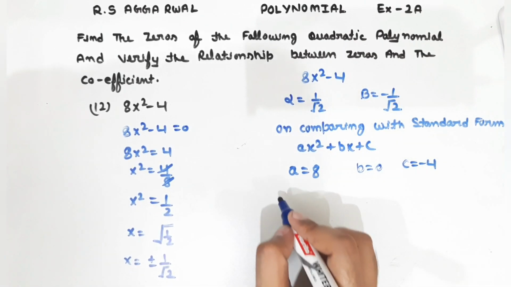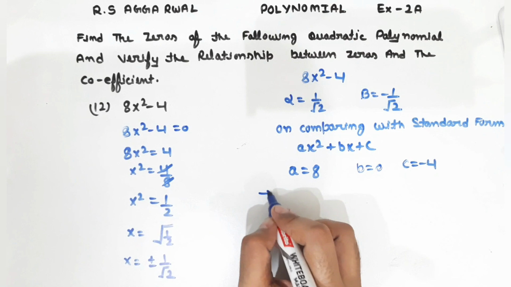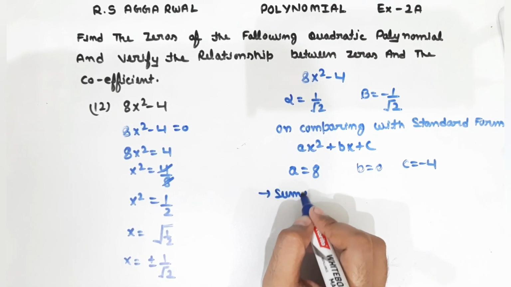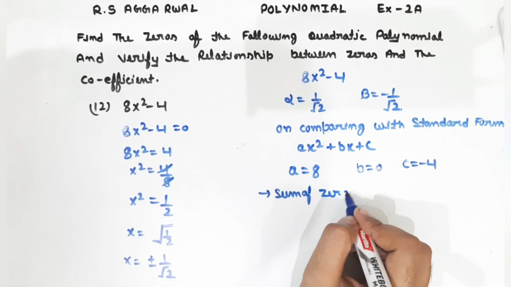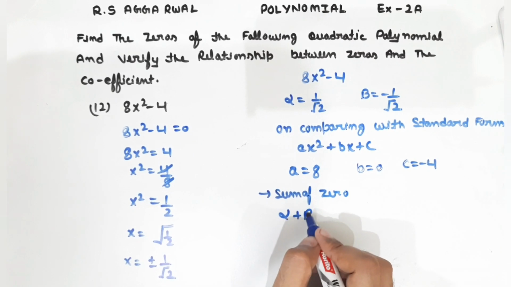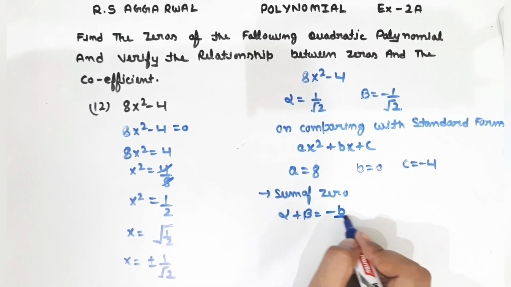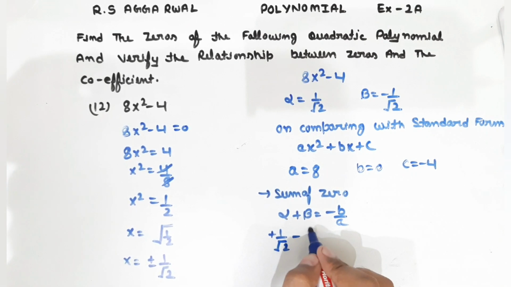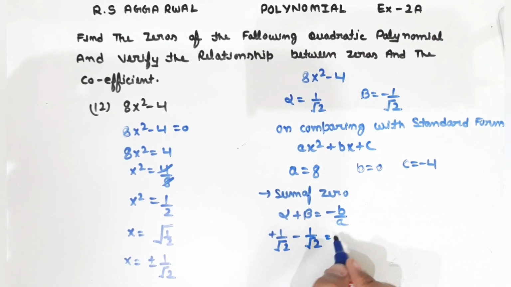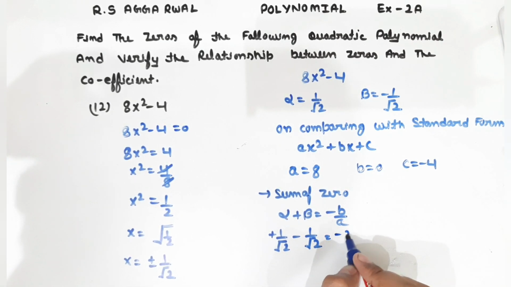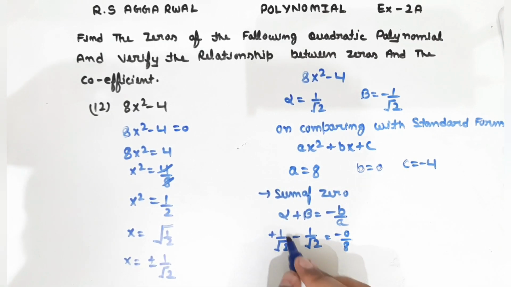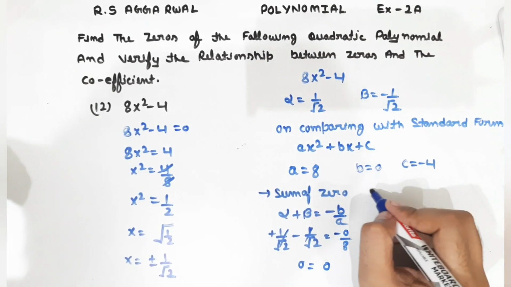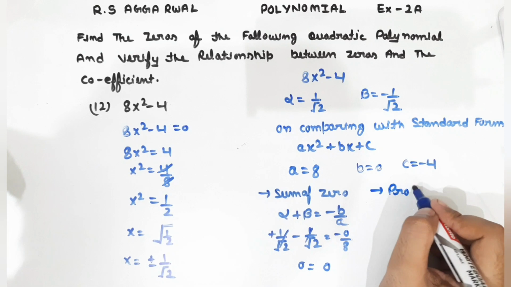So from here, sum of zeros will be alpha plus beta, that is equal to minus b upon a. So our alpha is plus 1 upon root 2 and beta is minus 1 upon root 2, equal to minus b, 0, upon 8. So 0 equals 0.